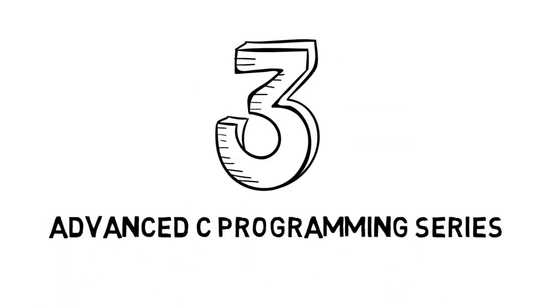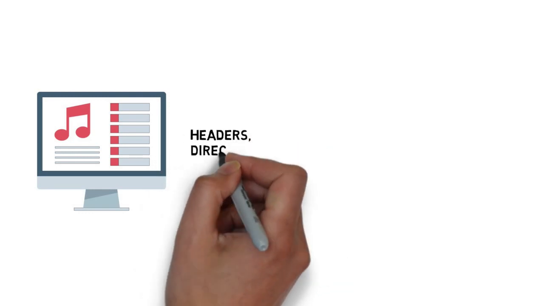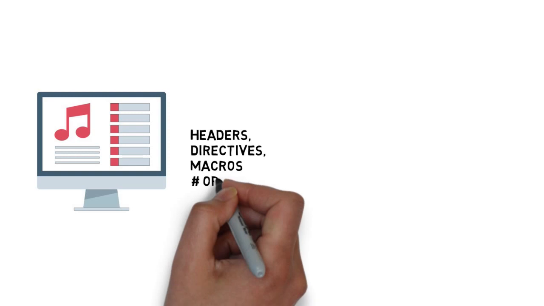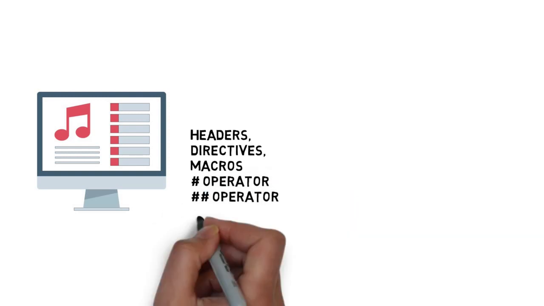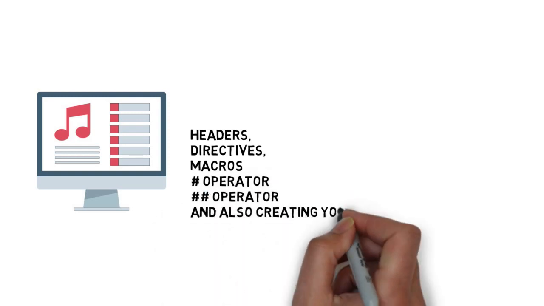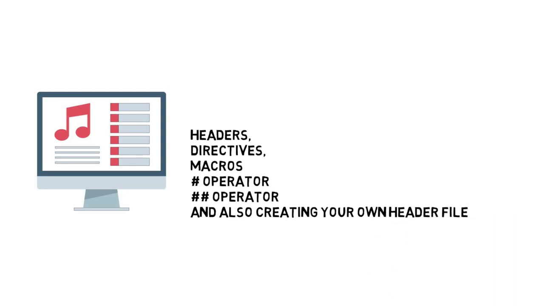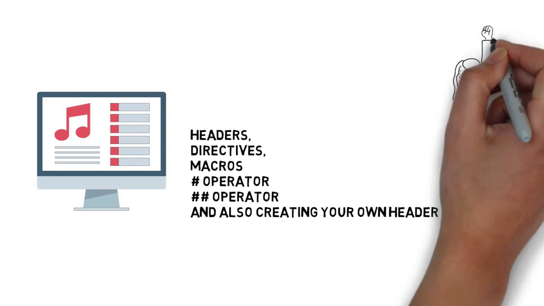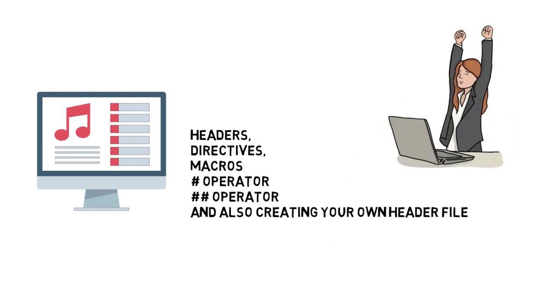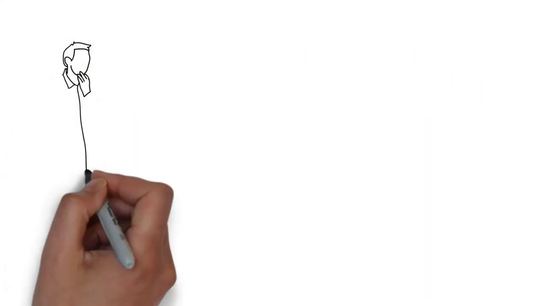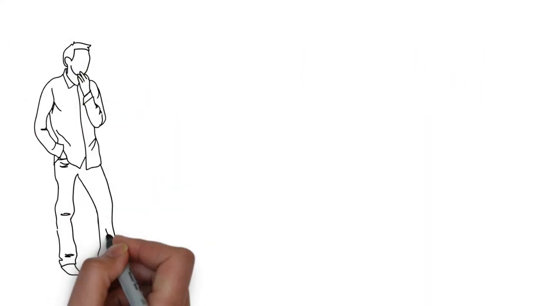Let's begin with the third video of the Advanced C programming series. In the previous video, we discussed headers, directives and macros in detail. Additionally, we discussed why we use the hash operator at the beginning of the include directive. If you have not seen that video yet, I will leave the link in the description box below. You can watch that video and come back to this one. Now, let's begin with the third video.